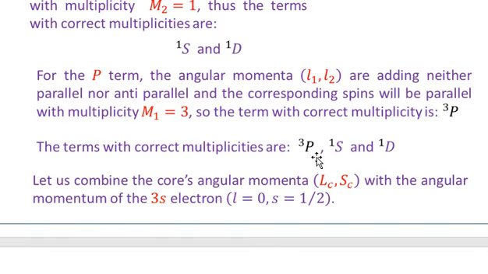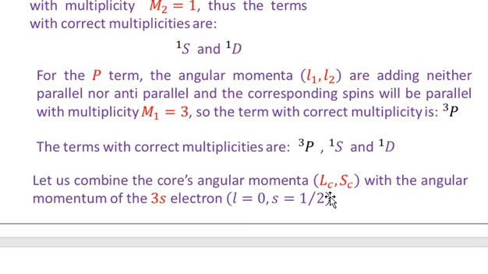And the corresponding value of capital S. Let us combine the core angular momenta, that is the orbital angular momenta and the spin angular momenta obtained using these terms, which will be referred to as the core angular momenta, and the core angular momenta will be referred to as LC and SC.